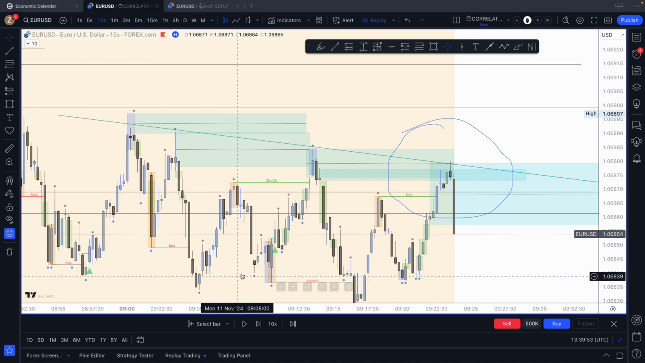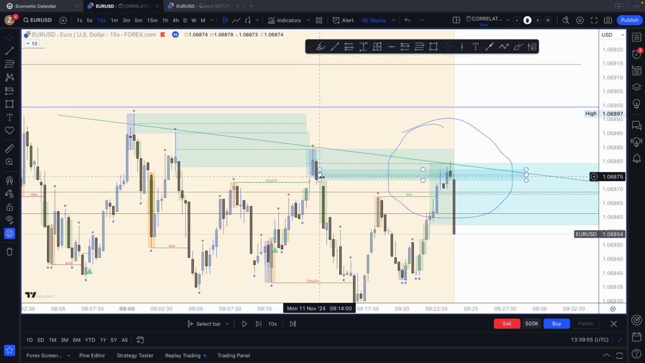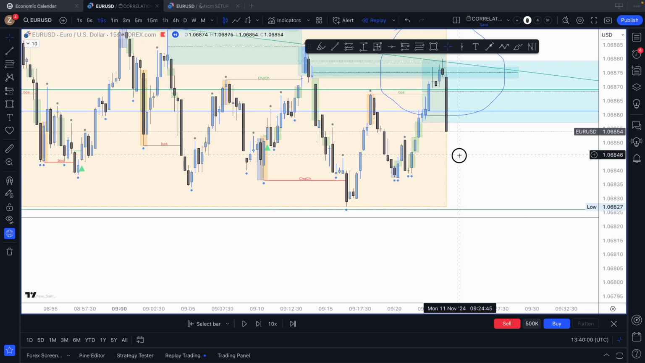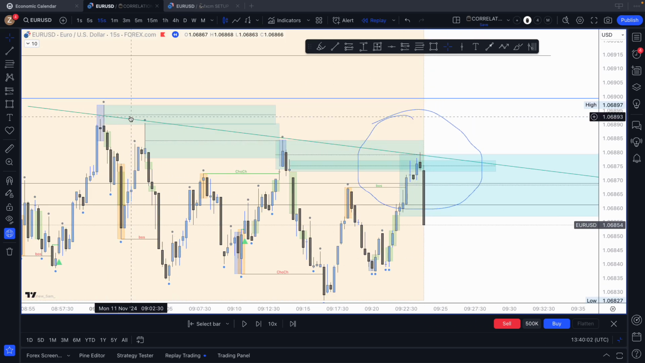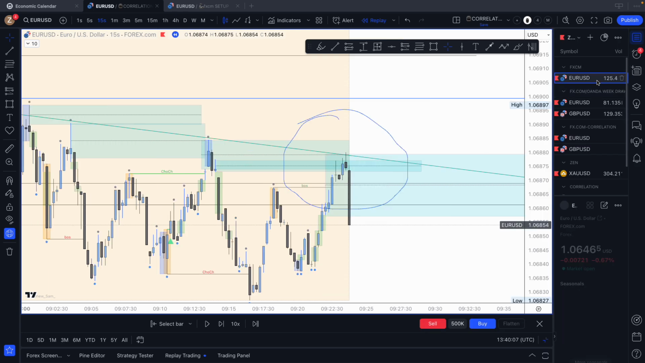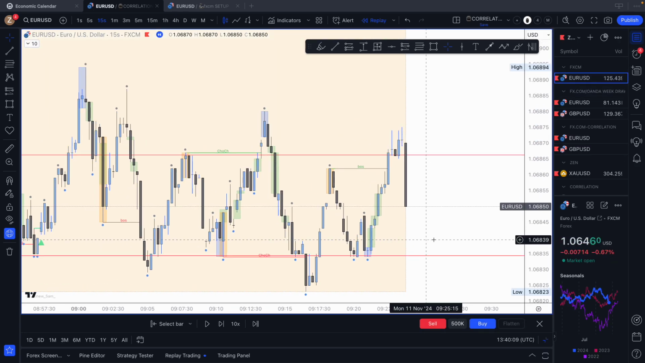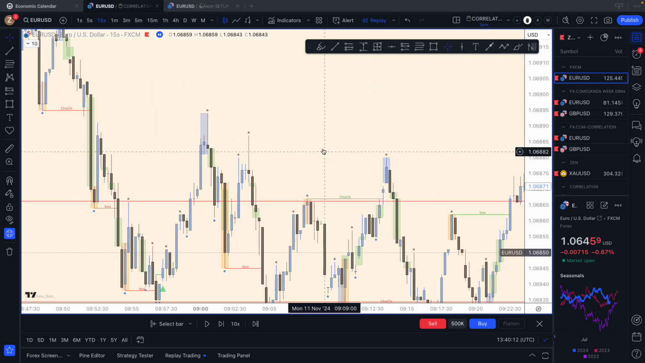Right. So I have my limit order sitting somewhere here. It did the liquidity grab, then rush downwards. Okay. Because we can see the clarity of order blocks sitting here. Now let's look on FXCM to see the clarity of order blocks again.